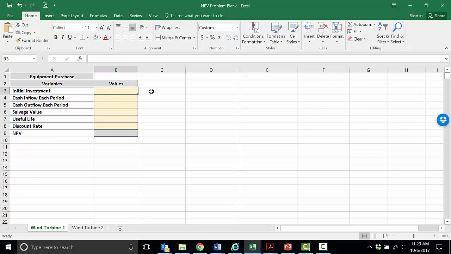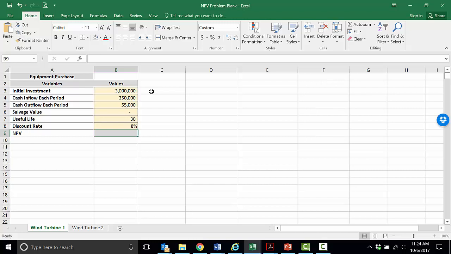First, we just need to input the variables we decided on previously. So our initial investment is going to be $3 million. Cash inflows each period we estimated to be $350,000. Cash outflow each period were $55,000. We said we're going to assume a salvage value of 0, a useful life of 30 years, and a discount rate of 8%.